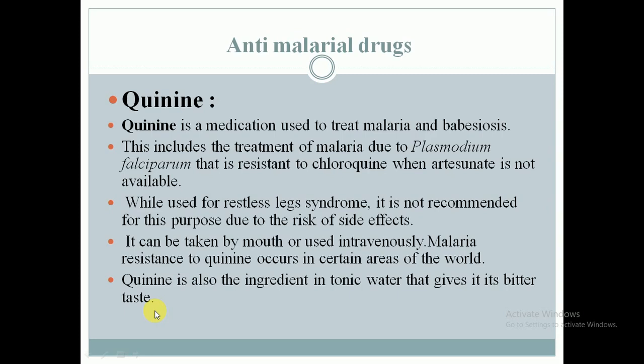Okay, so first of all, we come to the anti-malarial drug called quinine. Quinine is a medication used to treat malaria and babesiosis. This includes the treatment of malaria due to Plasmodium falciparum that is resistant to chloroquine when artesunate is not available. While it has been used for restless leg syndrome, it is not recommended for this purpose due to the risk of side effects. It can be taken by mouth or used intravenously. Malaria resistance to quinine occurs in certain areas of the world. Quinine is also the ingredient in tonic water that gives it its bitter taste.